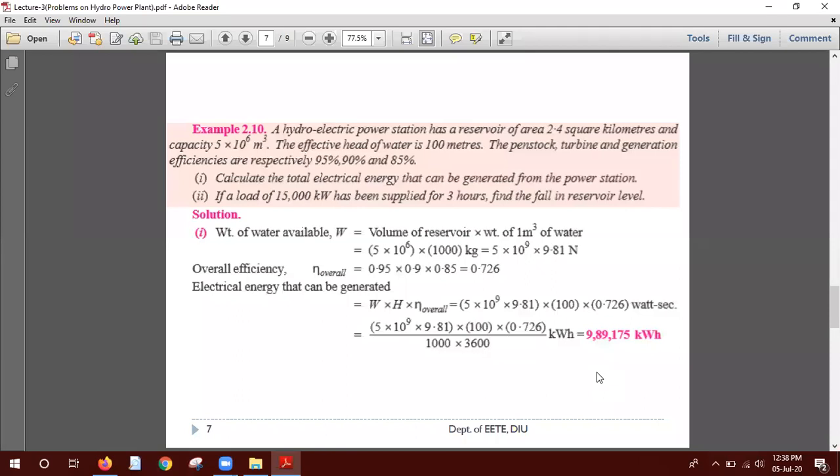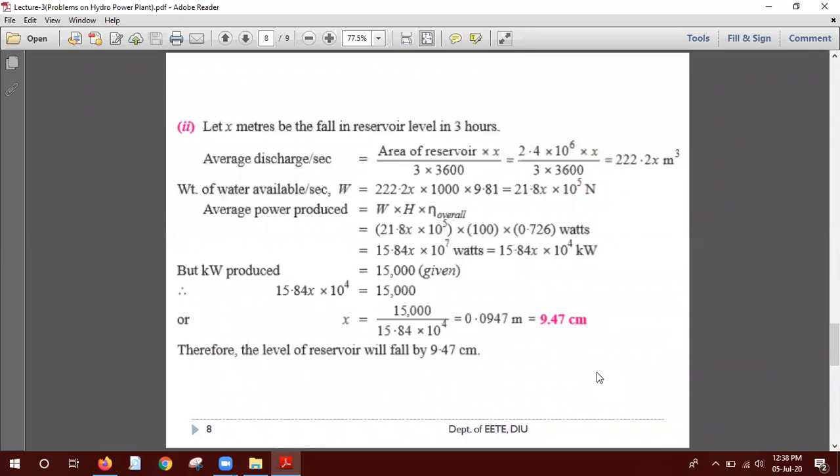You see what we were discussing: find out the fall in reservoir level. Suppose we have 100 meter level of water. After supplying this amount of power, our level now reaches 90 meter. So basically the fall is 100 minus 90, that is 10 meter. This 10 meter of water has gone to the turbine, the turbine runs, and we get the energy.